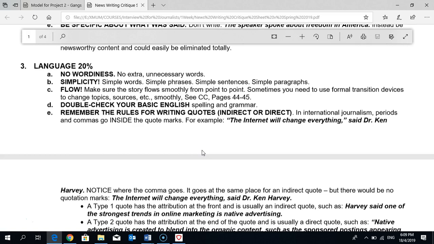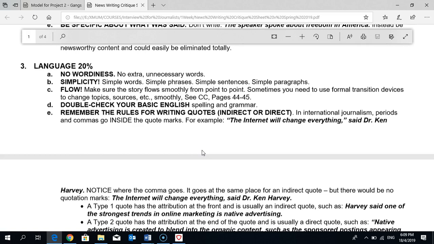So anyway, don't be wordy. We want to be as simple as possible. Simple words, simple phrases, simple sentences, simple paragraphs. Keep everything as simple as possible. I haven't done it here, but in Kazakhstan where I taught before, they had me teach professors how to write more simply.